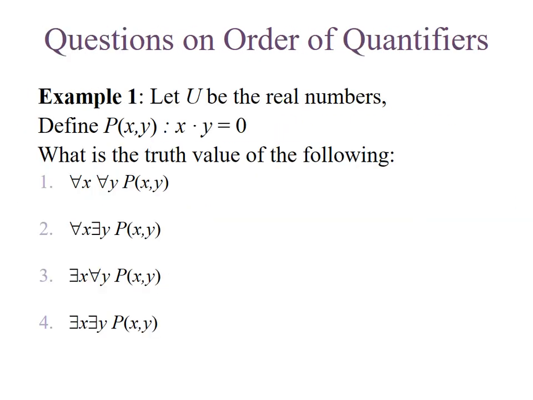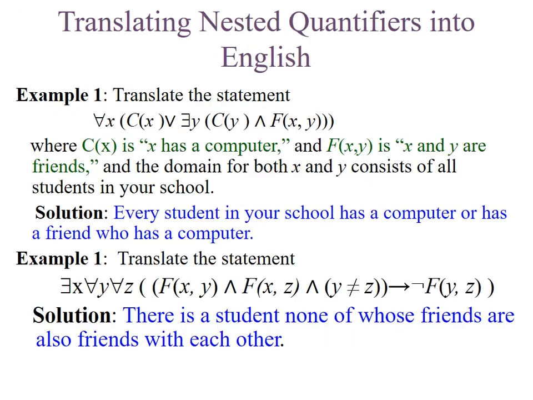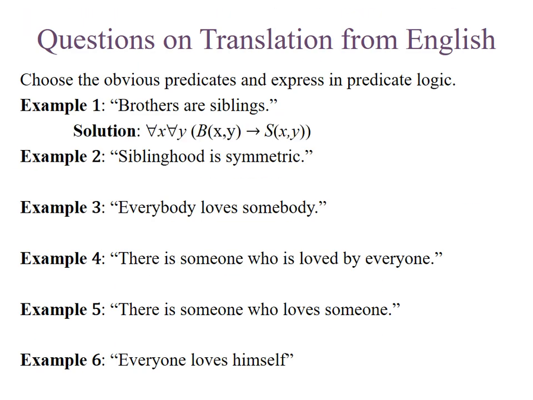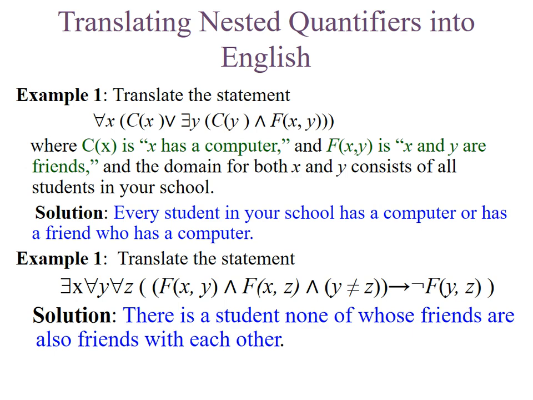All right, so maybe we can try the last example because we have a very weird sentence here. Okay, let's say this sentence. There is a student, none of whose friends are friends with each other. Okay, try to negate this sentence. What's the negation of this sentence?